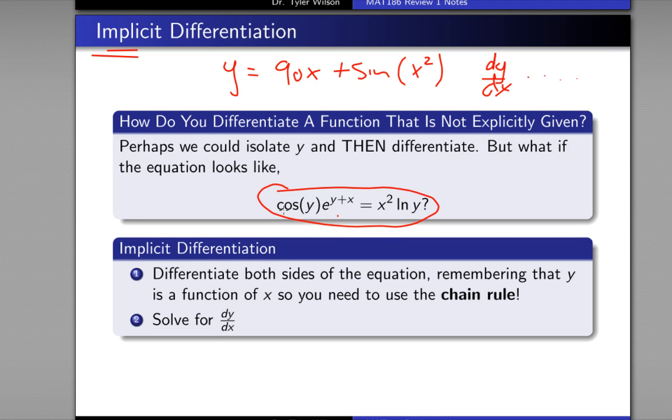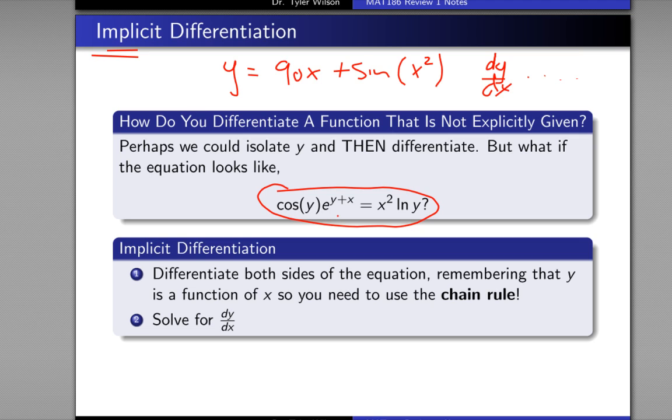So for example, cos y needs the chain rule because y is a function of x. It's y of x stuck inside cos. So this is y of x inside cos. So we have to remember when we differentiate things that look like this, that y is a function of x and we need to use the chain rule. Once we've taken all our derivatives of both sides, then we just isolate for dy/dx. Okay, so let's try doing one of those.